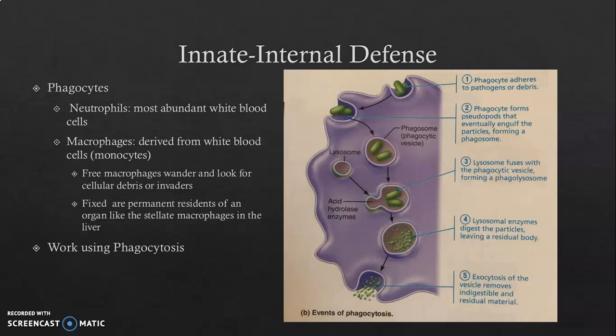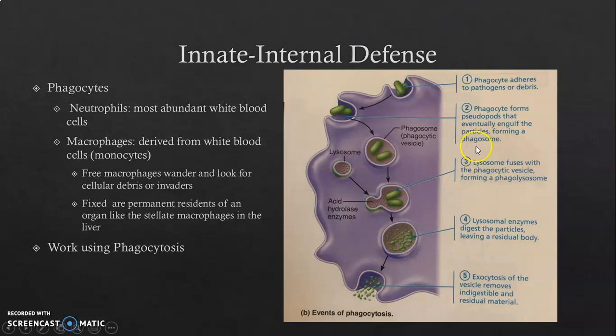Now, what phagocytosis is, is shown right here in this little picture. So let's walk through that. Step one, the phagocyte adheres to a pathogen or debris. So the pathogen is coming in and trying to get in, and the phagocyte says, nope, we're going to stop that right now. What it does is form a pseudopod that eventually engulfs the particles, and it creates something called a phagosome. It essentially creates a little capsule and grabs it into itself.